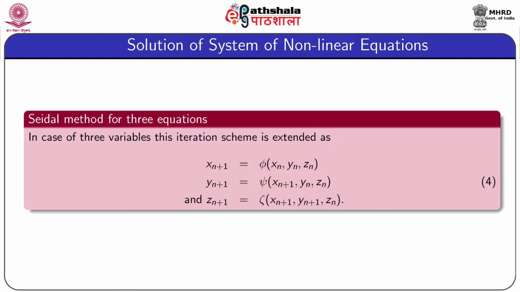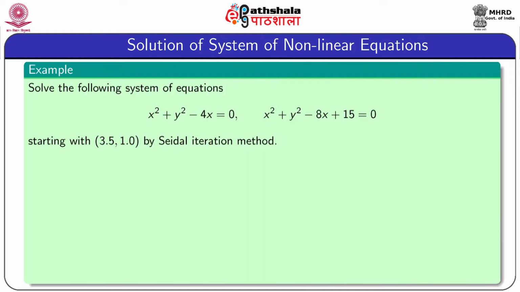The iteration scheme for y is y_{n+1} equal to psi of x_{n+1}, y_n, z_n, and for the last variable z, the iteration scheme is z_{n+1} equal to g of x_{n+1}, y_{n+1}, z_n. Here we consider the same example which is considered in the iteration method. The equations are the same as well as the starting point is the same, and we shall solve this system of equations by the Seidel iteration method.